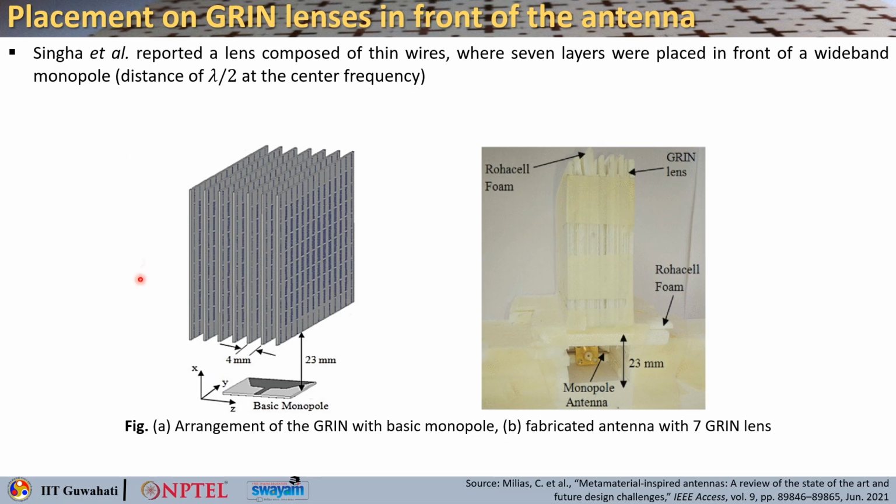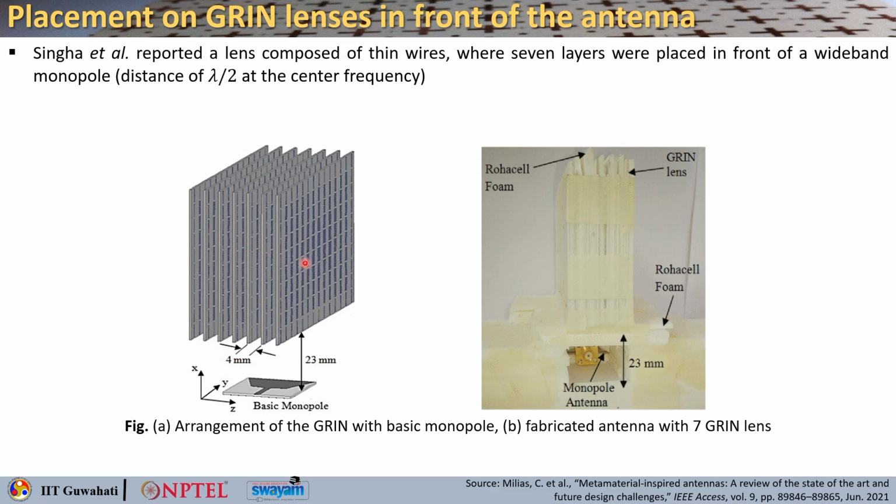Singha and his group reported a lens which is composed of thin wires, where 7 layers were placed in front of a wideband monopole at a distance of lambda by 2 at the center frequency. The gap between the layers is 4 mm. These are the lenses which are composed of thin wires that you can see, all are going through. So, this is basically the fabricated structure. You can see they have put foam in between the GRIN lenses.